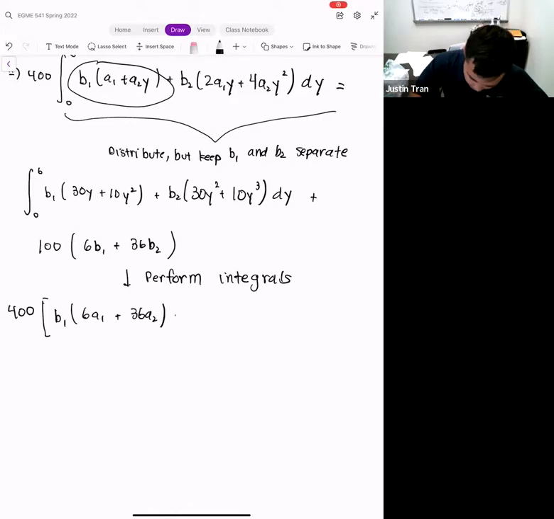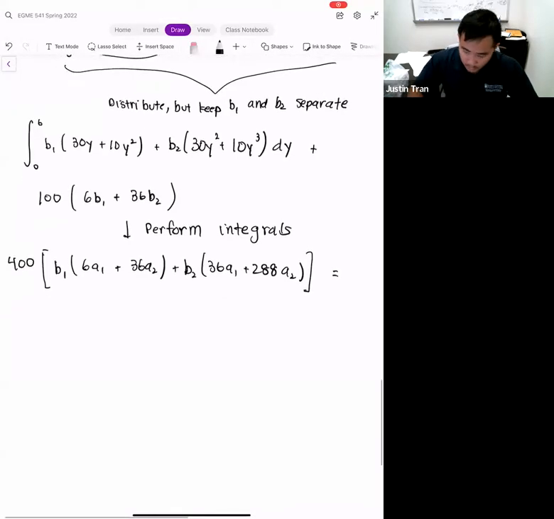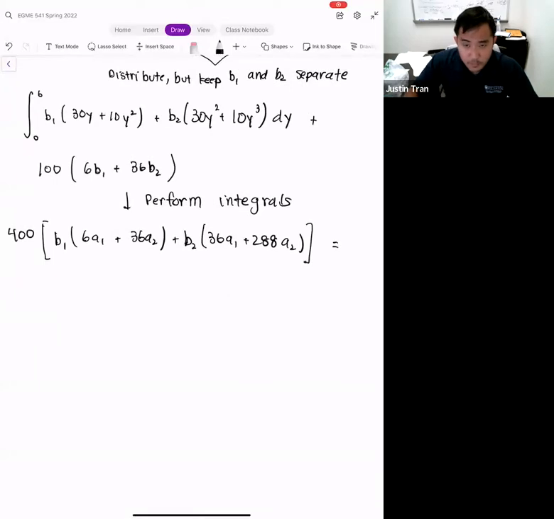Plus B2 times A1 L squared, so that's 36 A1, plus 4 over 3 L cubed. So it's 4 over 3 times 6 times 6 times 6, and that's going to be 288 A2. That's the first integral, the derivative term. Next we have the source function term.